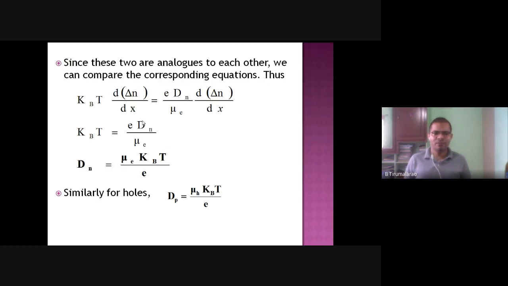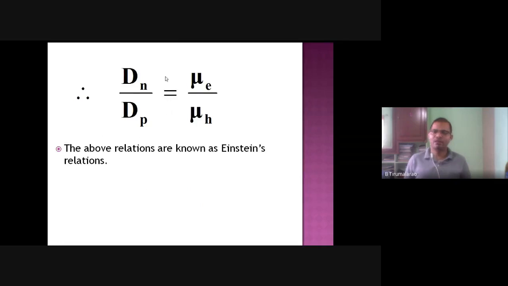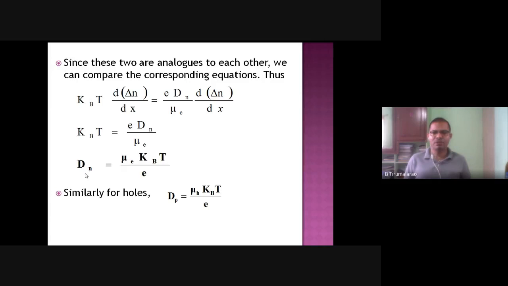From the above equation, Dn is equal to mu e kB T by e. Similarly, for holes, Dp is equal to mu h kB T by e. In this case we can write kB T by e directly as Dn by mu e, which equals Dp by mu h.